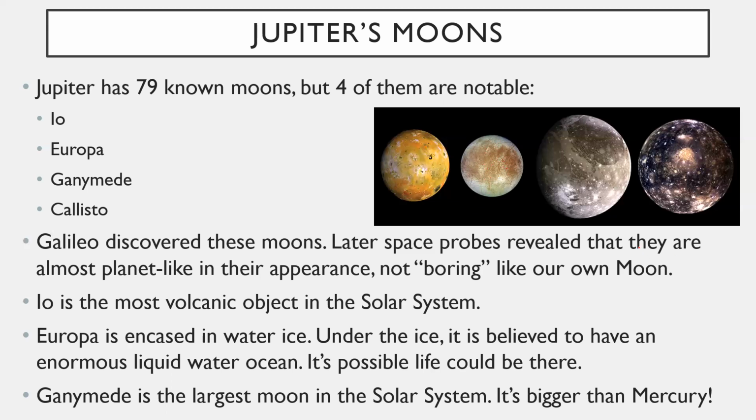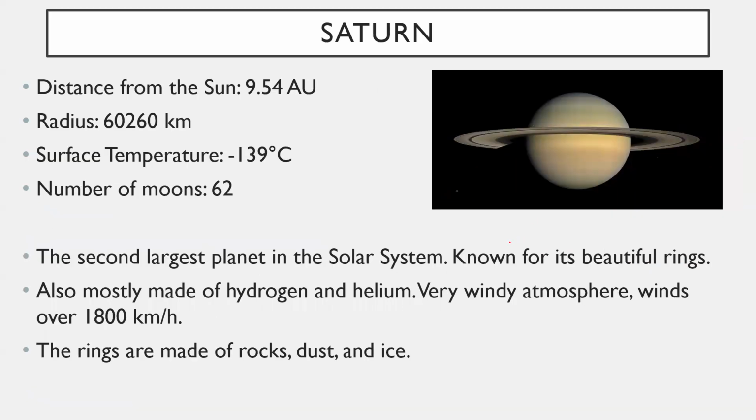Ganymede is the largest moon in the solar system. It's actually even bigger than Mercury is. So as boring as this moon seems to look, it is notable because it's the biggest one in the entire solar system. Next planet, of course, is Saturn.